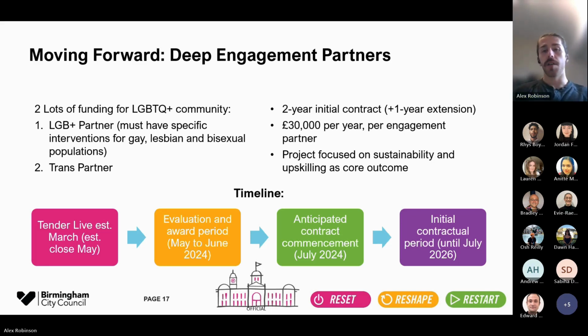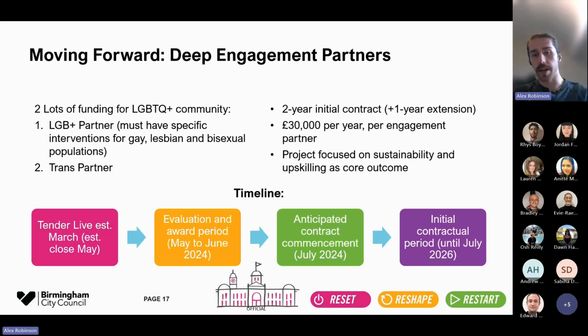So over the next 2 to 3 years, the communities team are going to be commissioning and working with a series of deep engagement partners. Within that, there's going to be 18 available contracts covering 18 different communities of identity over 13 different lots. So that includes ethnicity, religion and faith, LGBTQ plus communities, and people with disabilities.